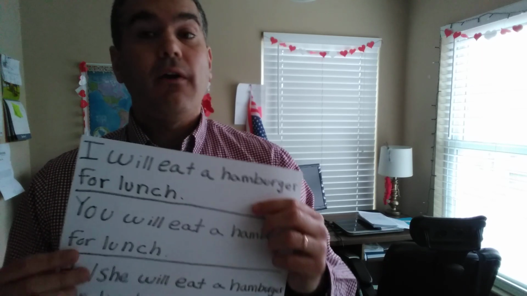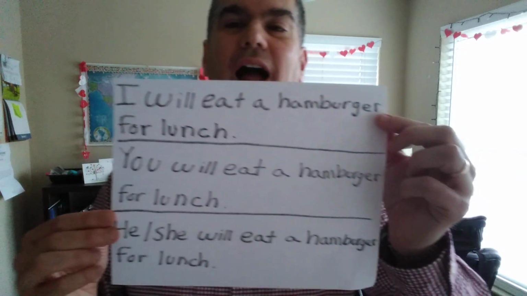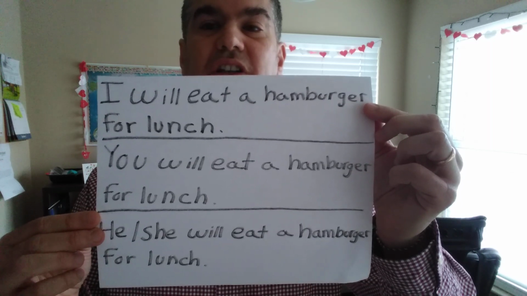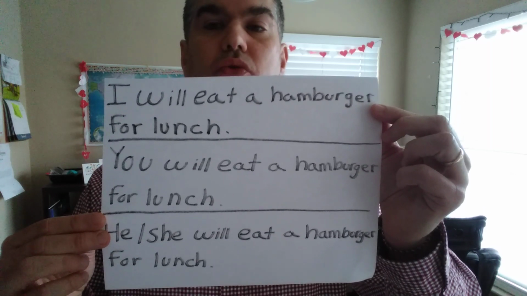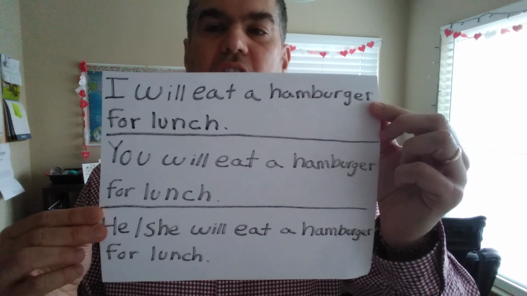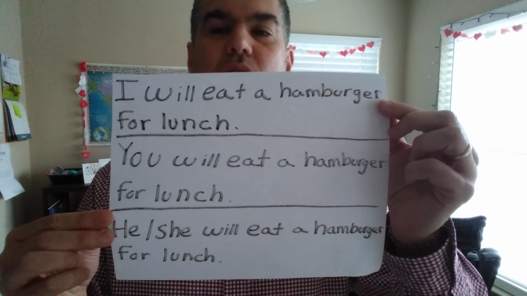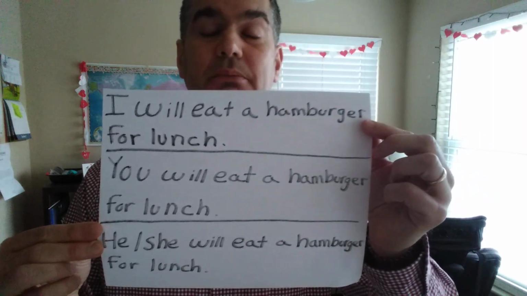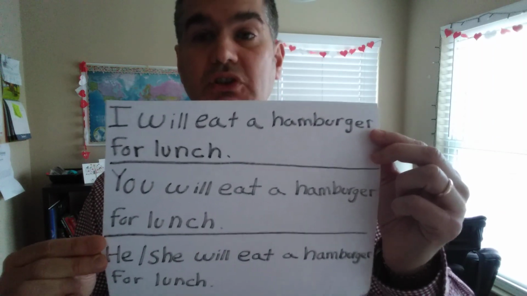Now let me show you how to take the word I eat and make the simple future out of that. I will eat a hamburger for lunch. You will eat a hamburger for lunch. He or she will eat a hamburger for lunch. So those are examples of the simple future for the word to eat.